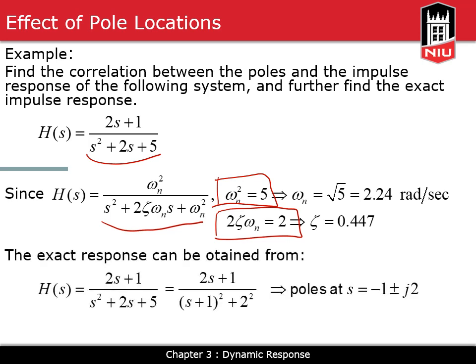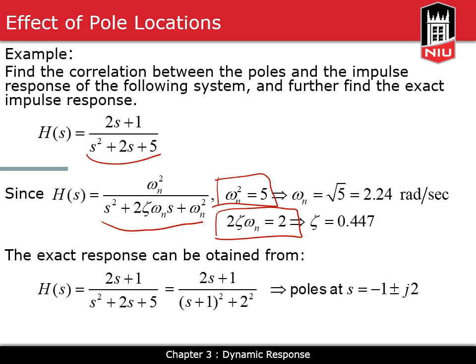The exact response can be obtained from that transfer function, with the poles that can be found to be at -1 plus j2 or -1 minus j2. You can find that by setting the denominator s squared plus 2s plus 5 equal to 0 and then solving that. Two complex poles, as you can see, complex conjugate ones.